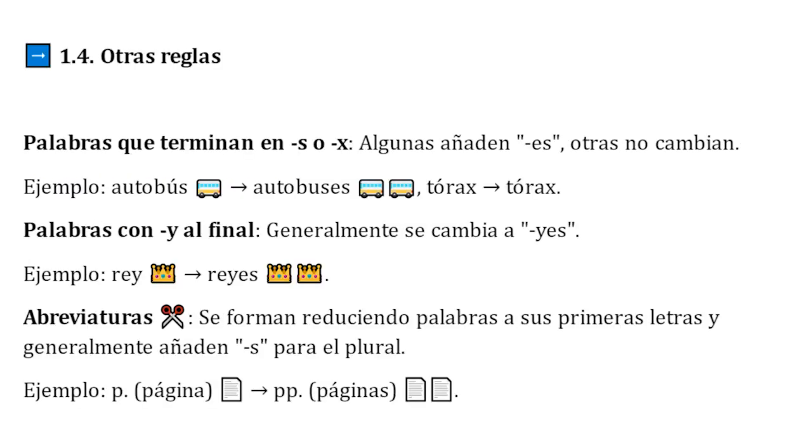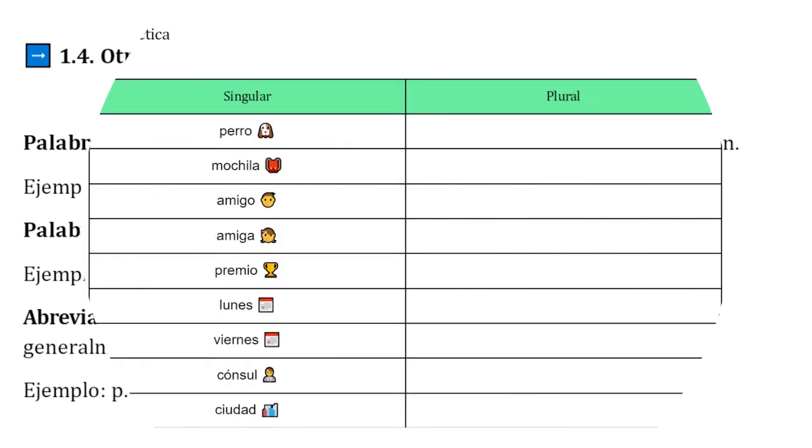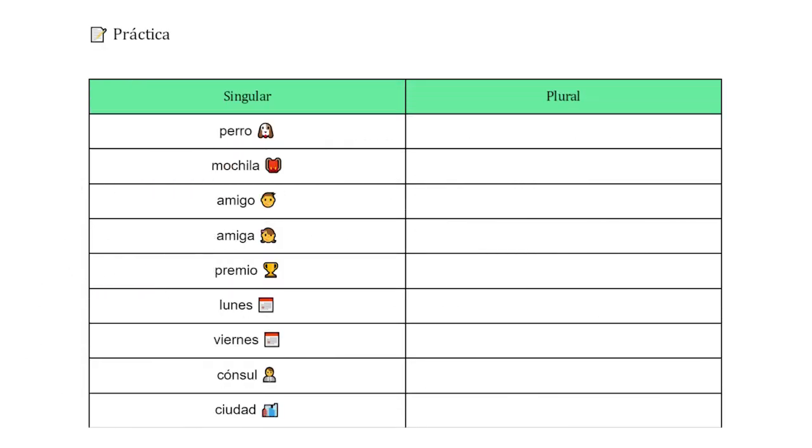There are other rules, as for instance the words that end with s or x. Some of them add an es and others don't change. For instance, autobús, autobuses, or the word thorax. The plural is thorax as well. Words that end with a y at the end usually change to yes. For instance, rey, reyes. In this worksheet, I'm proposing some examples for you to practice forming the plural.